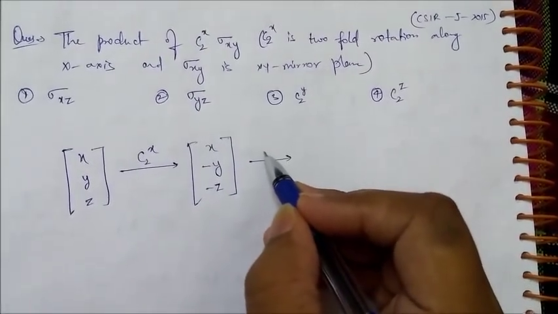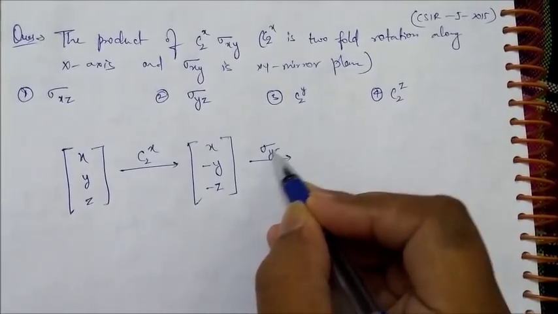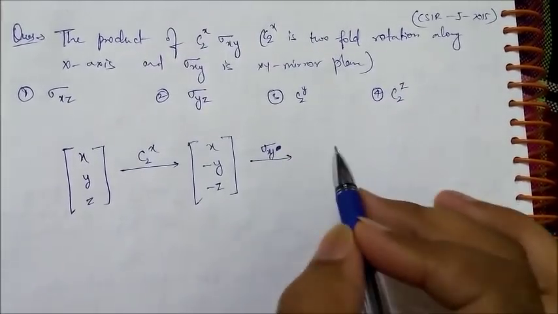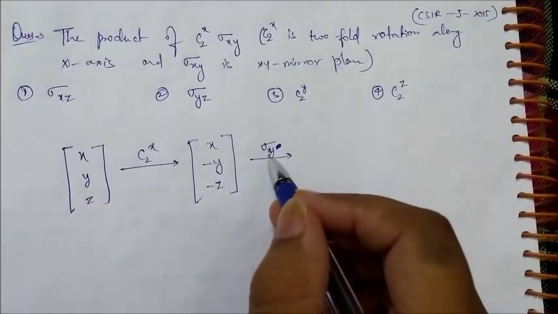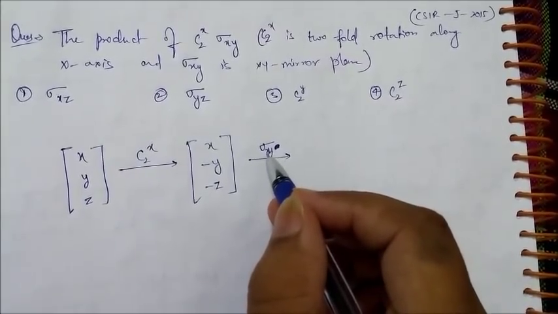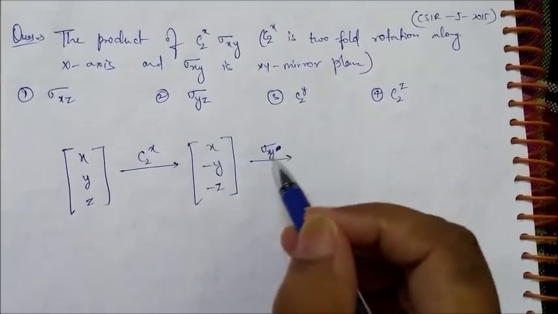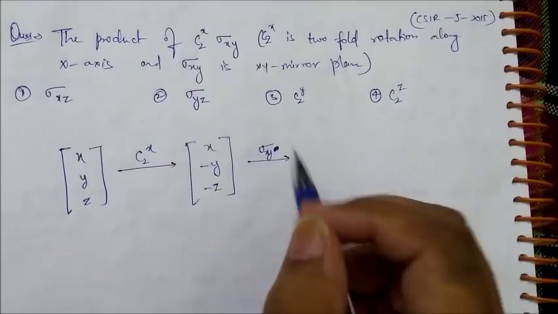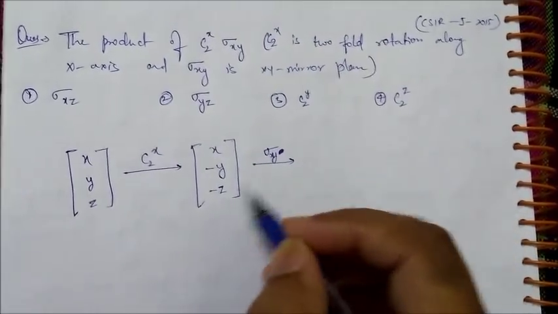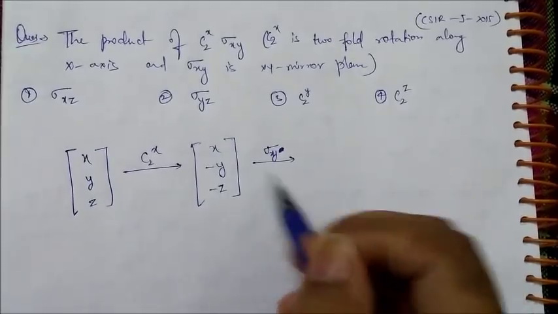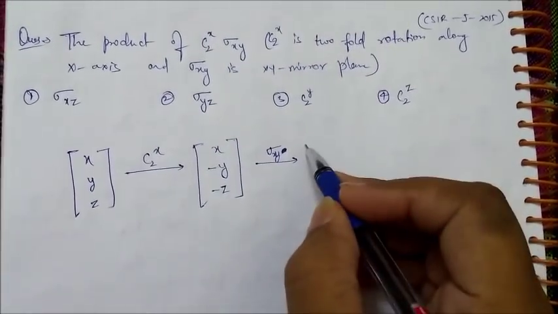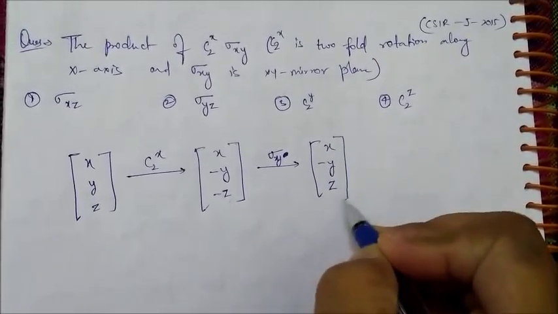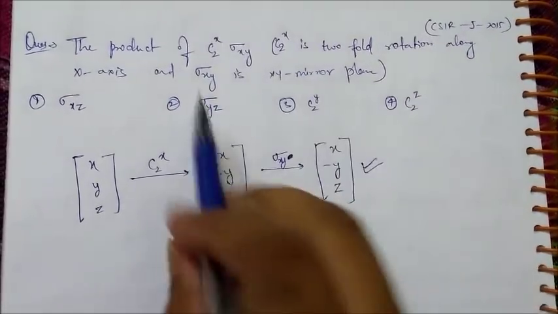Now you have to apply sigma xy. Okay, so sigma xy means a mirror plane along the xy axis. In the case of applying a mirror plane along any plane, if you apply along the xy direction, the sign of those two axes will not change, and the third one will change. I have already told you that in the starting of this video. So here we are applying the xy plane. X and y will not change, z will change, so you will end up getting x, minus y and minus z. So this will be the resultant of the product of these two.